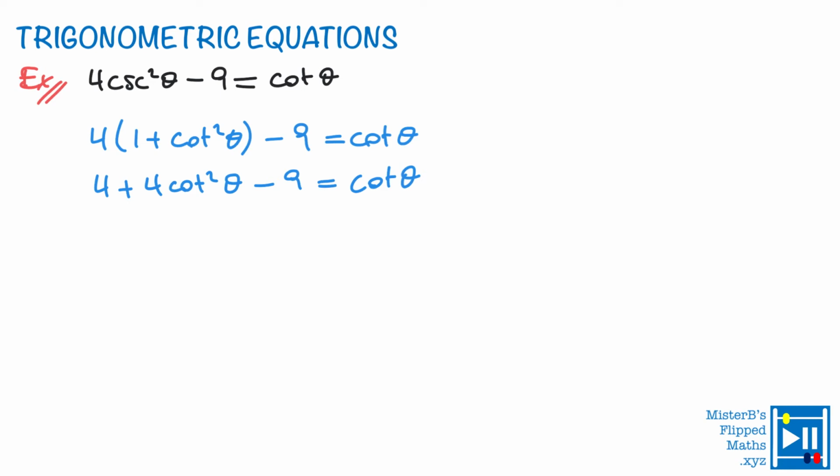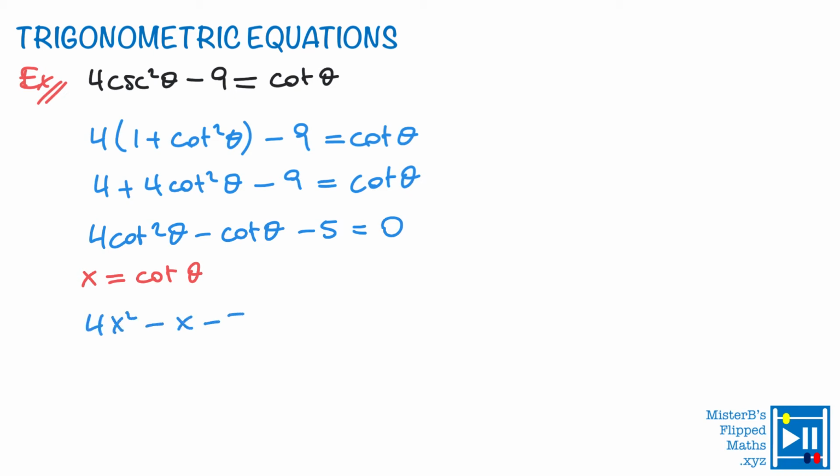So if I rearrange, 4 cotangent squared theta, 4 minus 9 is minus 5. I'm going to keep it, but I'm going to write minus cotangent theta first and then write minus 5 equals 0. At this point you can introduce, for example, x or y or a, whatever letter you like, a dummy variable, equals cotangent theta. So your equation will become 4x squared minus x minus 5. However, you don't necessarily need to introduce this unknown here. You can just go on with the original version.